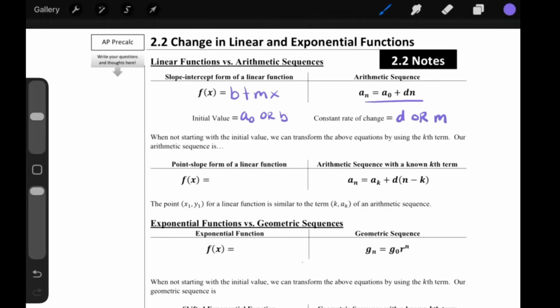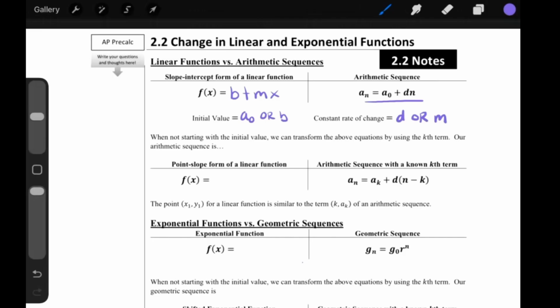When not starting with the initial value, we can transform the above equation by using the kth term. Our arithmetic sequence is, and then we're going to go through our point slope form of a linear function and our arithmetic sequence with a known kth term. So we just learned this arithmetic sequence formula with our kth term: a of n is equal to a of k plus d times n minus k.